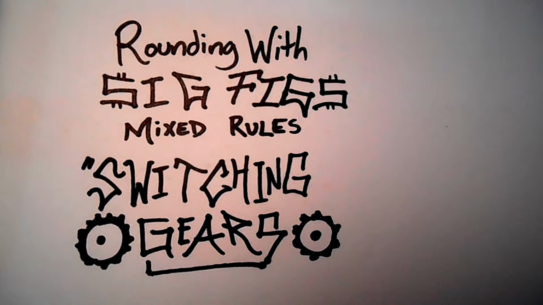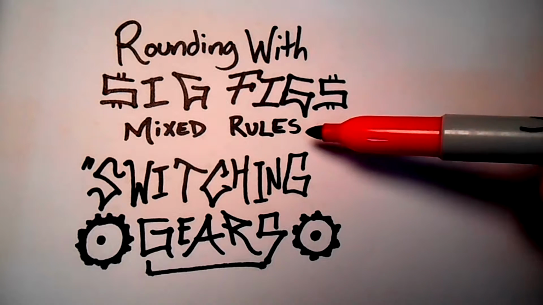You made it. Hopefully you've watched the other sig fig rule videos and you know a thing or two about addition subtraction rules and you know something about the multiplication and division rules. You need to understand those ideas before this video is going to make any sense, because now we are going to deal with the types of problems where you've got a mixture of rules.